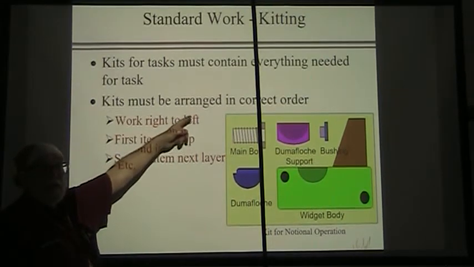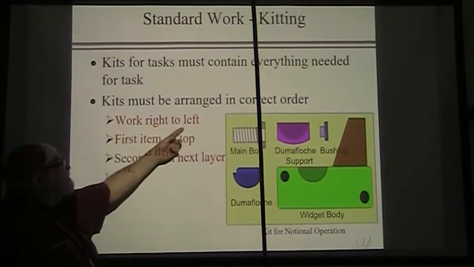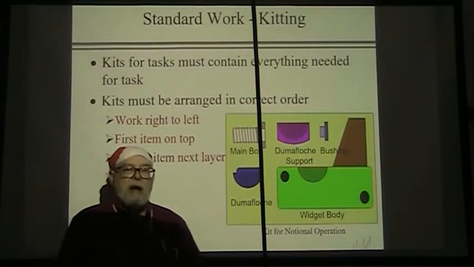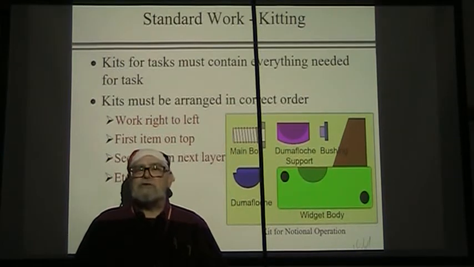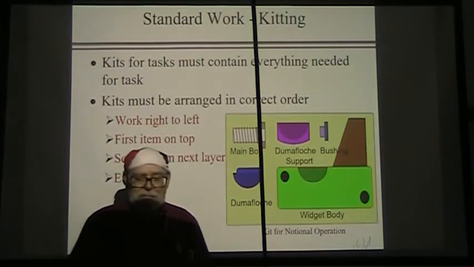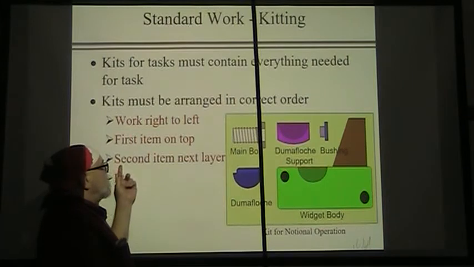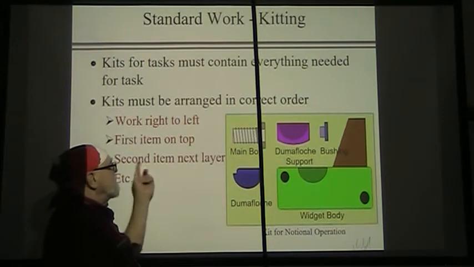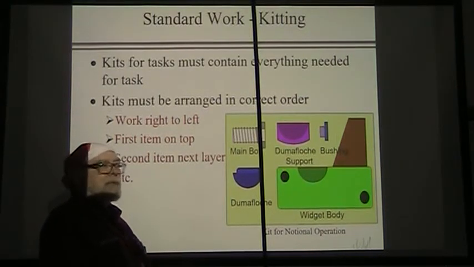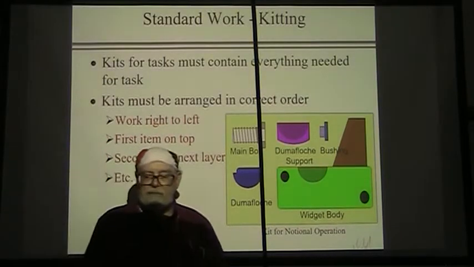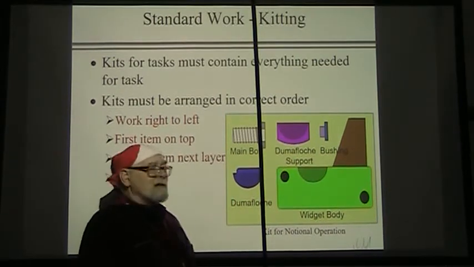Our kits have to be arranged in an order. We assume we work from right to left because most people are right-handed. Now that means that us lefties feel like we're doing things backwards sometimes, but we're the minority. So we want the first item or items on top. If we have multiple layers, then we want the second layer to contain items that would be used maybe in the second step and on down the line. And this is just something I made up to illustrate a kit.